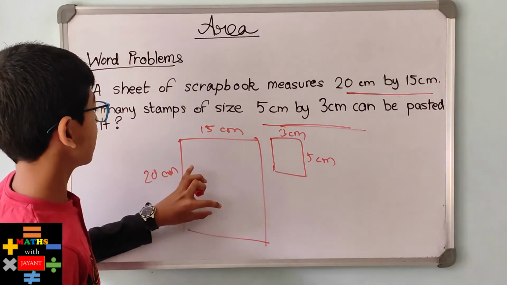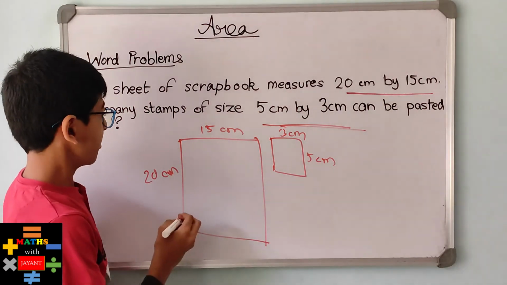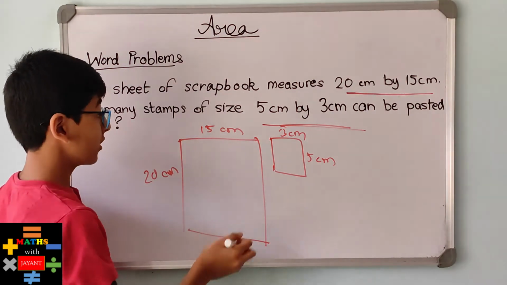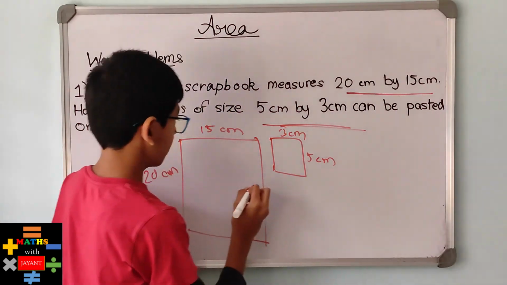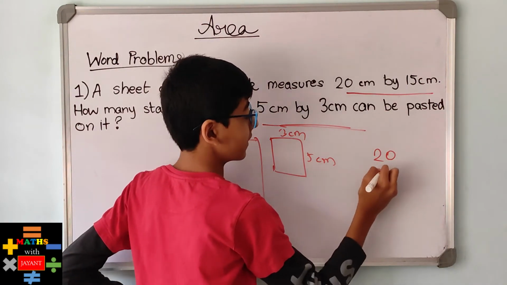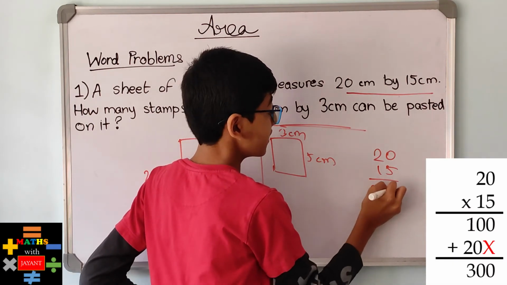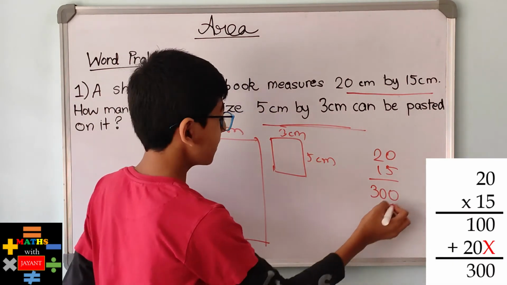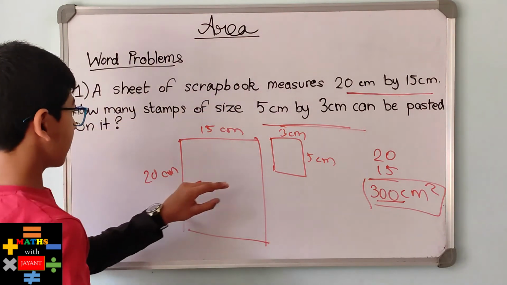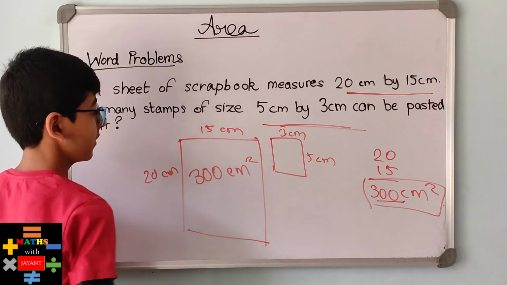So first let us find the area of the scrapbook sheet. So how do you find the area of a rectangle? We do length into breadth. So we'll do 20 centimeter into 15 centimeter. So what is 20 into 15? 20 into 15 is 300. So we get 300 centimeters square. So this is the area of the sheet of scrapbook.